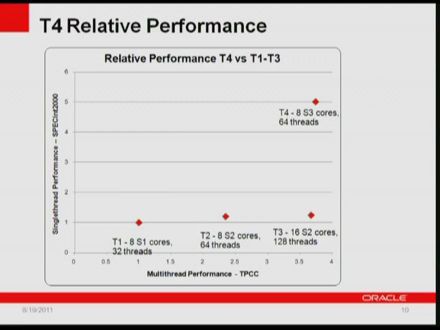The x-axis represents multi-thread performance, and the y-axis represents single-thread performance. So as you can see from this chart, we have significantly better single-thread performance versus T3, and we also have much better throughput performance per strand. T4 has 64 threads, and T3 has 128 threads. And lastly, we have a broader performance envelope for this processor on this chart.